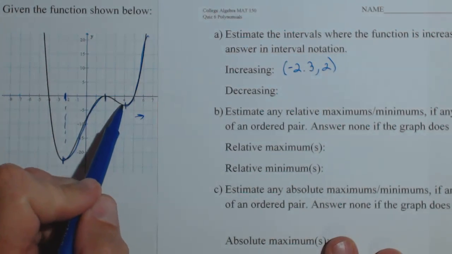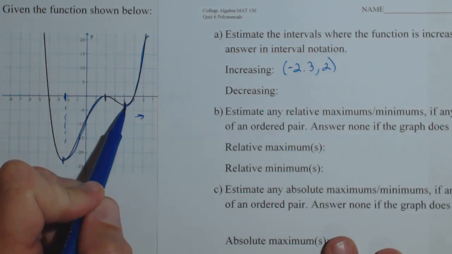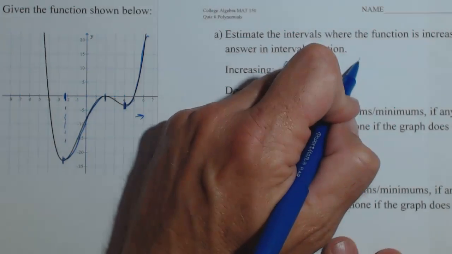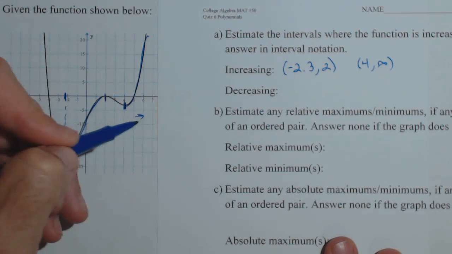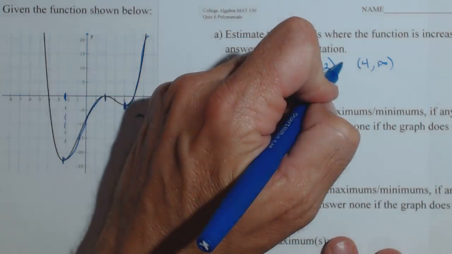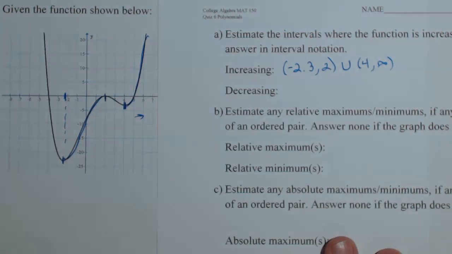Now we had another interval for increasing. It was right around 4, so let's go ahead and use 4 to infinity, because it's going to keep increasing from there on out. We'll union those together with a U, and there's our increasing. The nice thing is the decreasing is just the opposite from that.